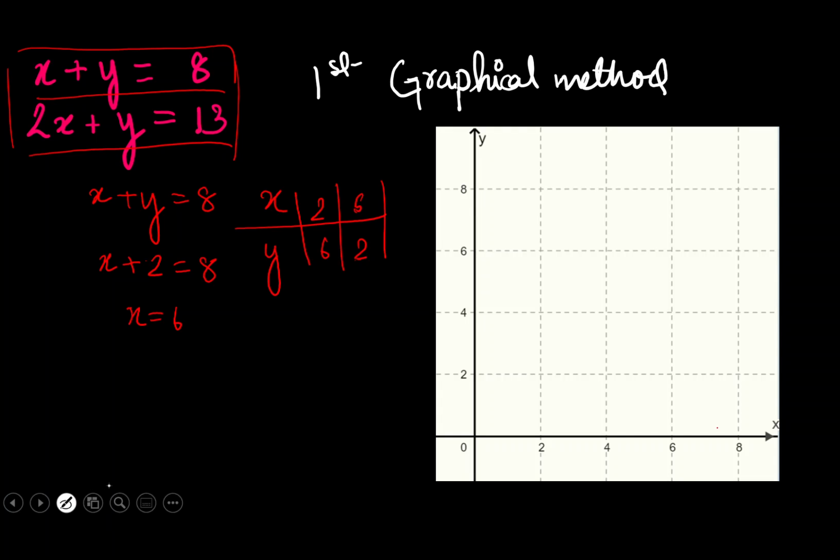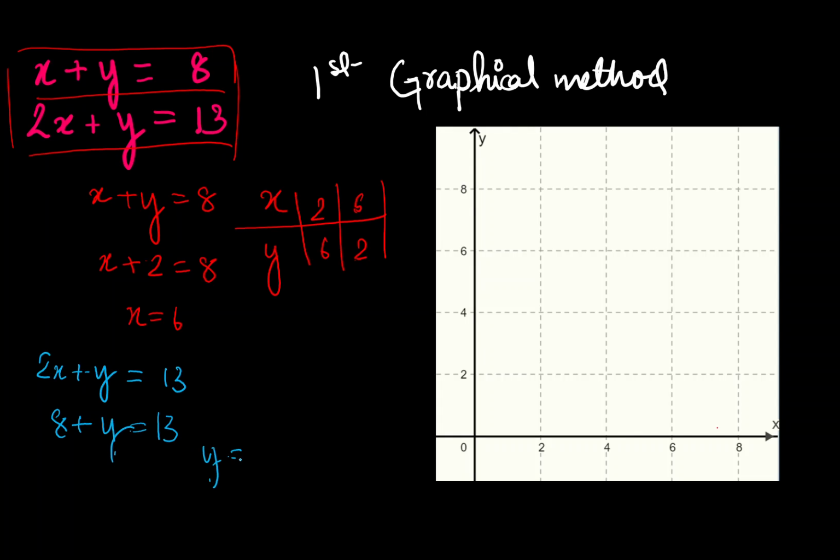Now let's do the second equation, which is 2x plus y equals 13. Here let us consider x to be 4. If x is 4, we get 2x as 8. Then I have a plus y, which is 13, so I'll get my y as 5.